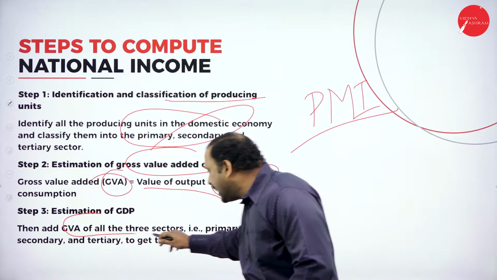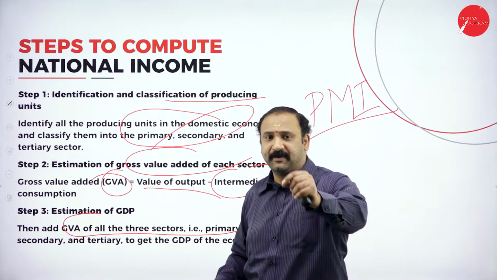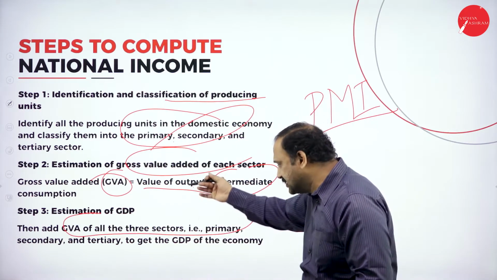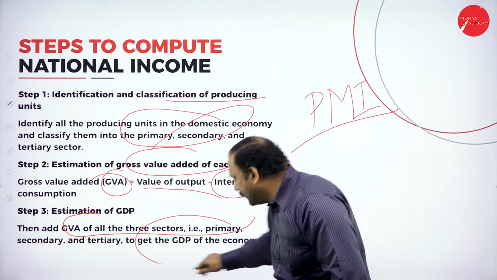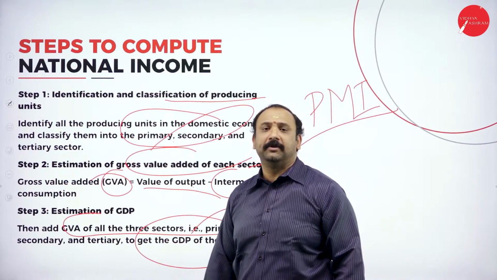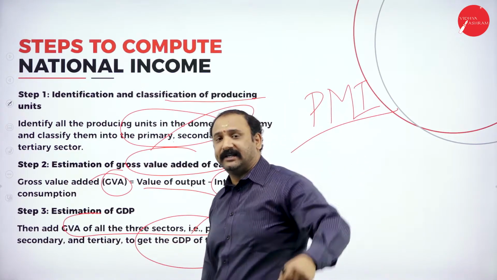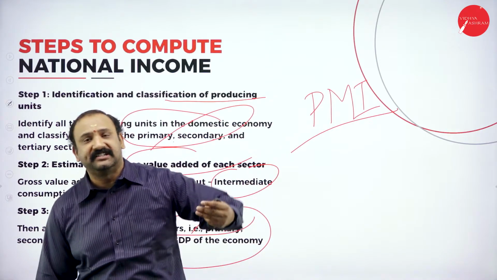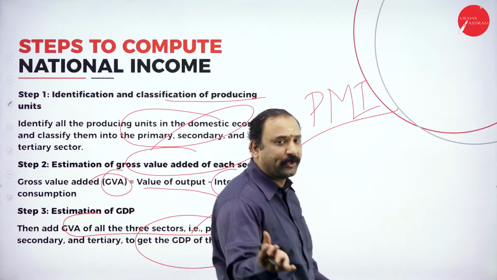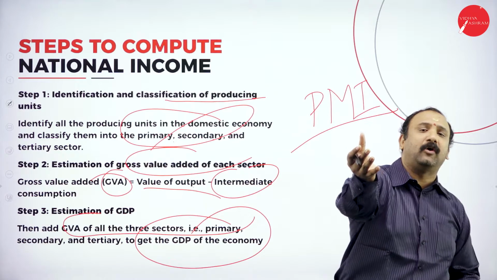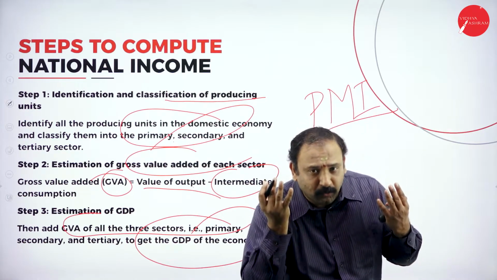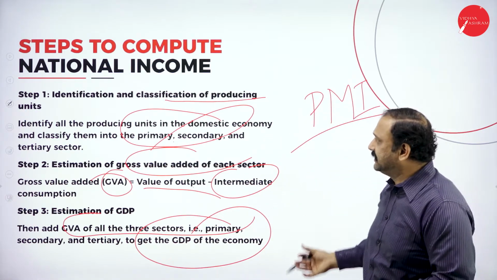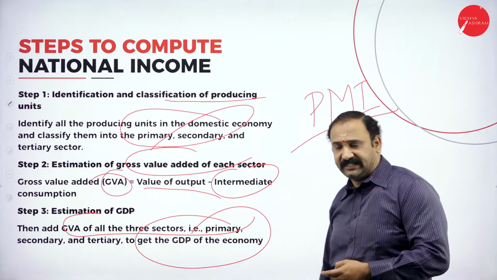Step 3, estimation of GDP. Add GVA of all three sectors, primary, secondary, and the tertiary sectors. Please add it up. Then you will get the GDP of the economy. So the gross value added of the primary sector, the secondary sector, and the tertiary sector put together will give you the GDP of the economy. So that's what we are trying to understand in terms of the national income.